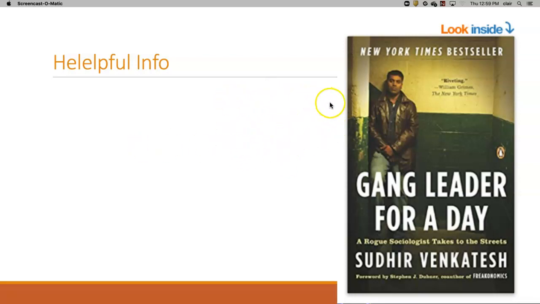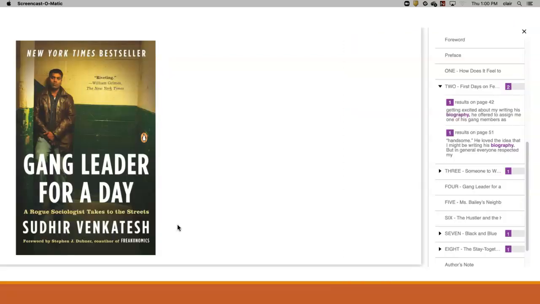Now, the look inside feature normally works for me. In some cases, students have had issues where, for whatever reason, it might be related to the kind of account that someone has. Sometimes the look inside function doesn't work as well for other people as it does for me. But the good news is, if you go to our library's database and search for Gang Leader for a Day, there is an online version of the book available, and if you read the book online, it gives you the ability to do a text search.